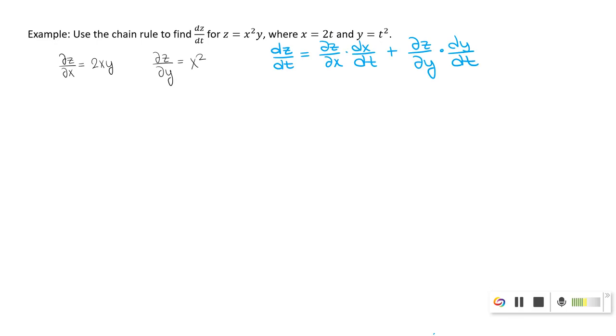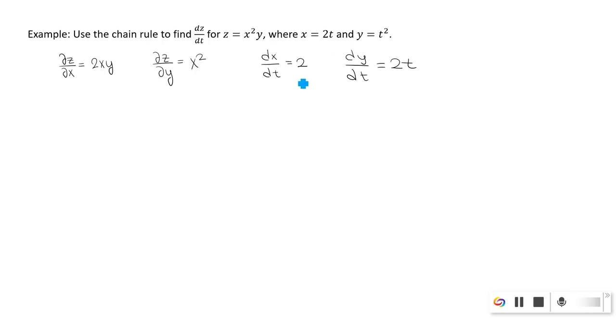So I have my chain rule written out to the right in blue. I'm going to have to find my partial with respect to x, my partial with respect to y, and then I'll multiply each of those by dx/dt and dy/dt. Okay, so here's my function, z equals x squared y. Taking the derivative with respect to x, I get 2xy. The derivative with respect to y is just x squared.